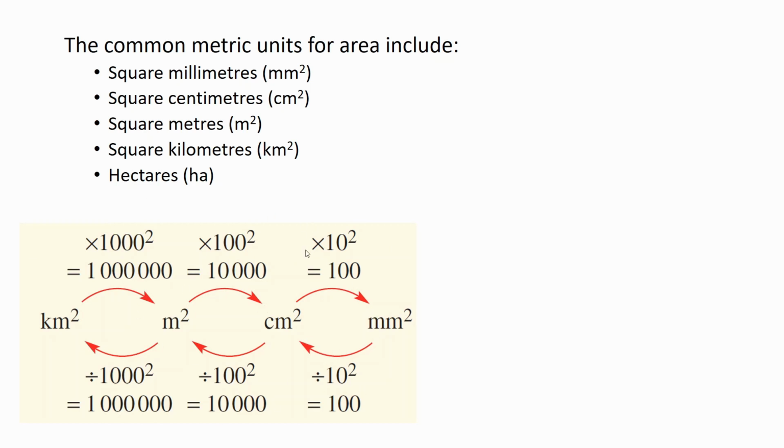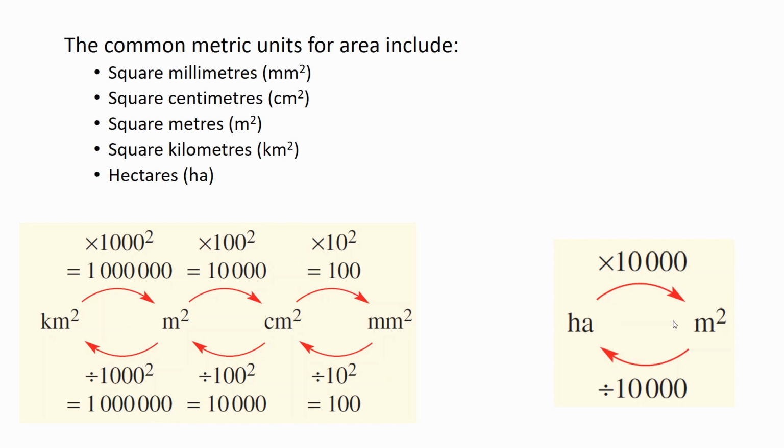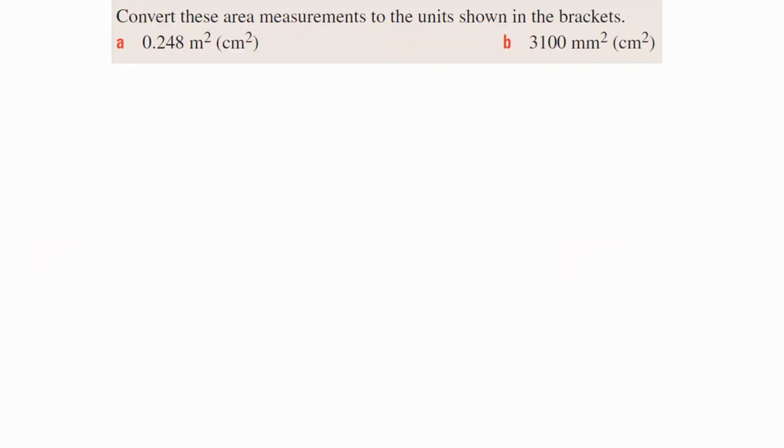And there's one more conversion that we need to know, and that's from hectares to meters squared. 1 hectare is simply 10,000 meters squared. So let's write this one down into our books as well. Alright, so now let's have a go at some of these conversions.